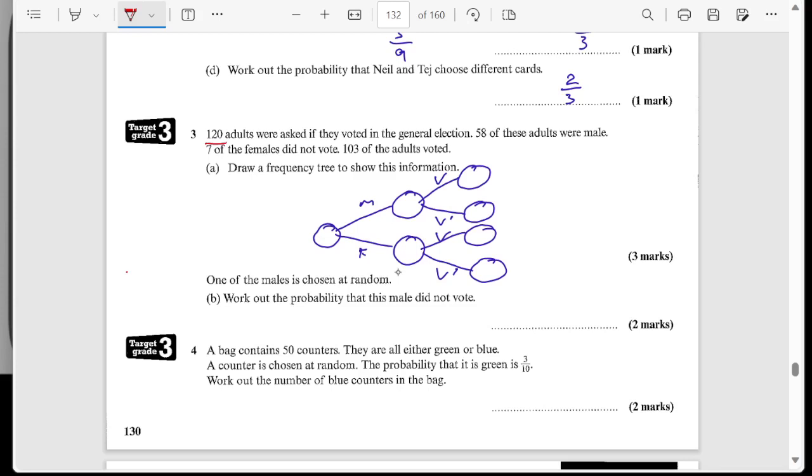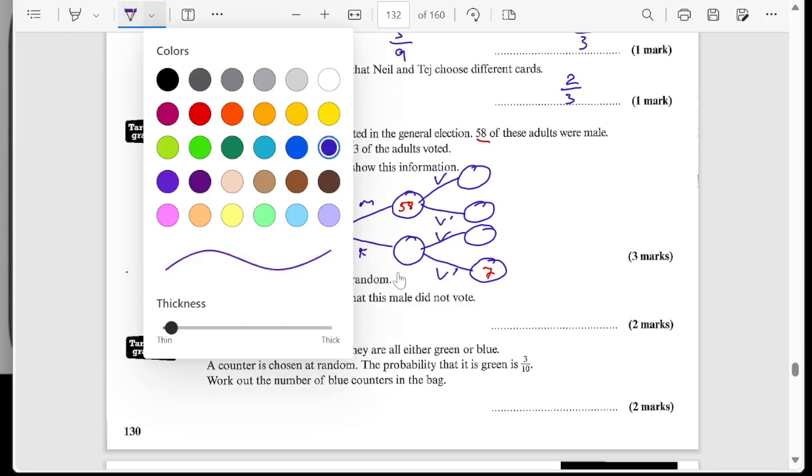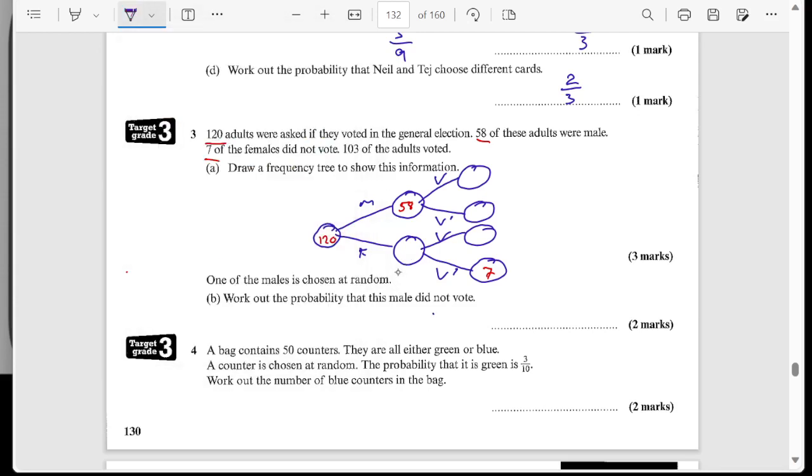So I always put in the information from the question first of all. So we've got 58 there. 7 of the females did not vote. So that's a 7 going there. And then 103 of the adults voted. So we can't put that information in yet directly. So I'm going to put in some of the other values.